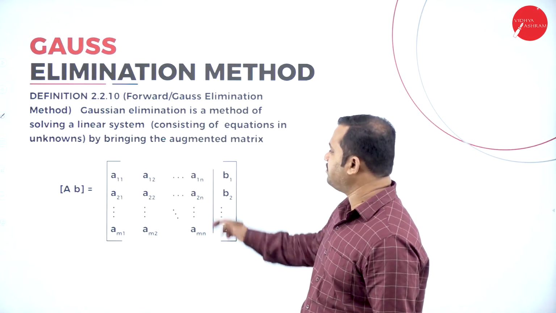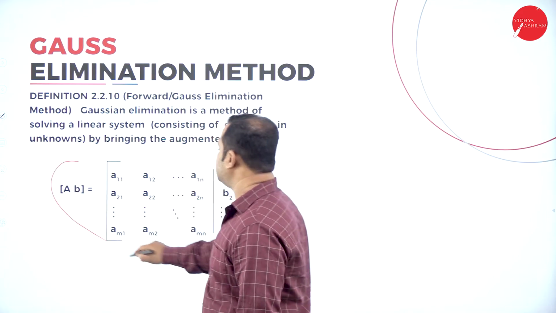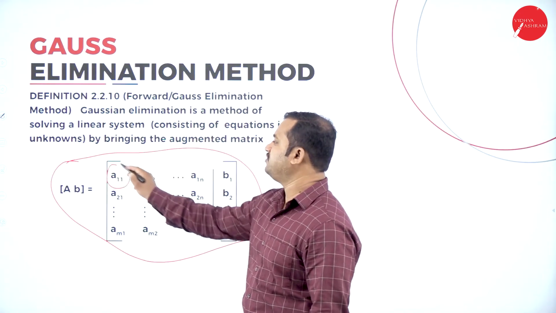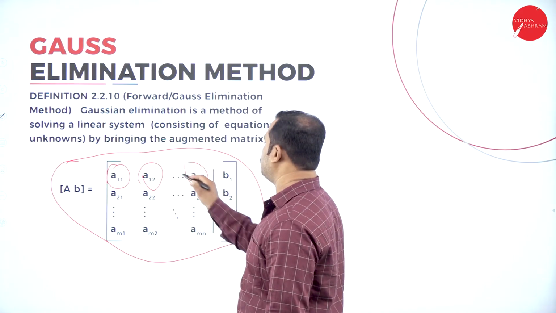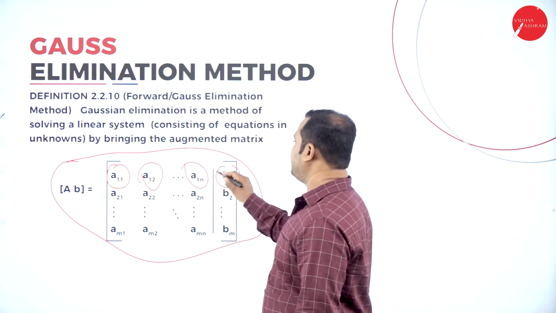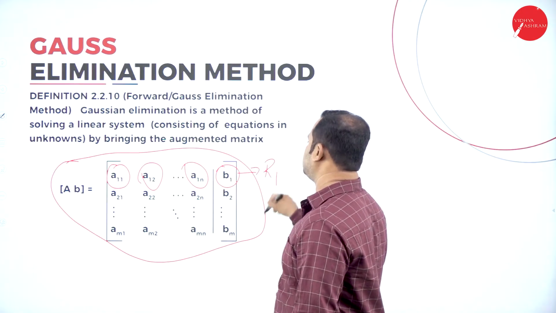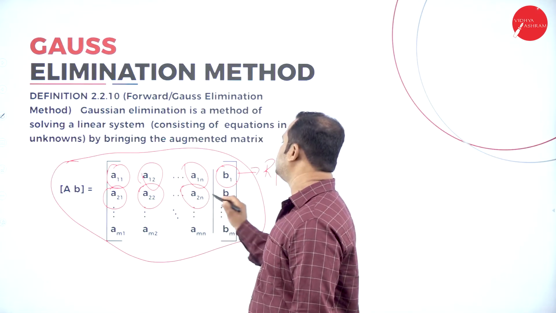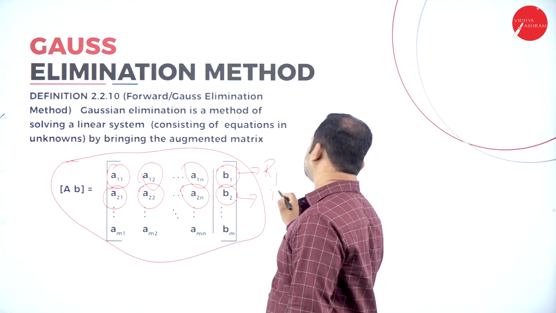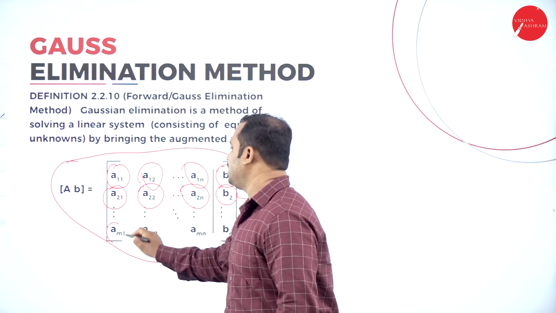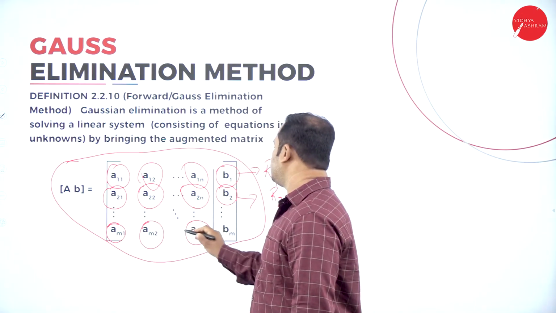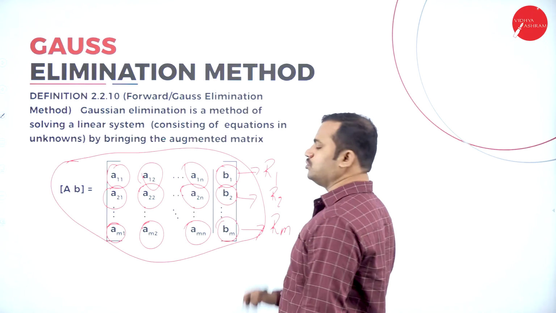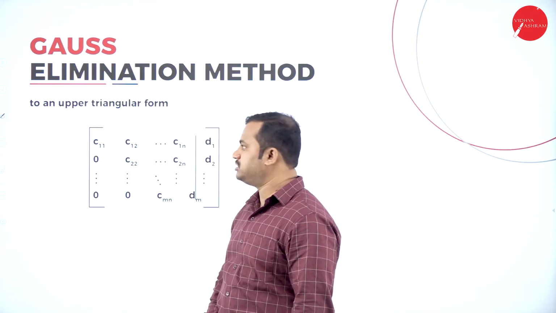So let me consider this AB. This is an augmented matrix. Again, we have A11, A12, so on up to A1n. We have B1. Since it is row 1, let me call this R1. Similarly, A21, A22, up to A2n, and B2. Let me call this R2. Similarly, Am1, Am2, so on up to Amn, Bm. So let me call this the mth row. We have the elements like this.